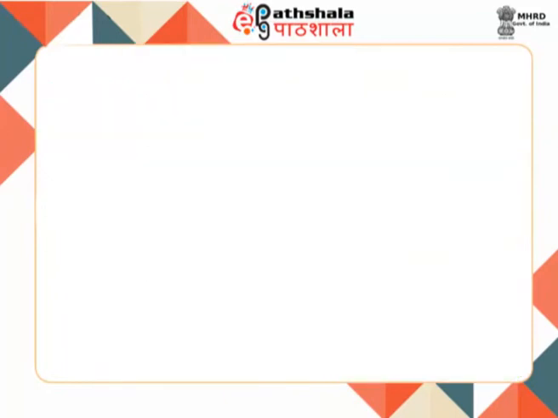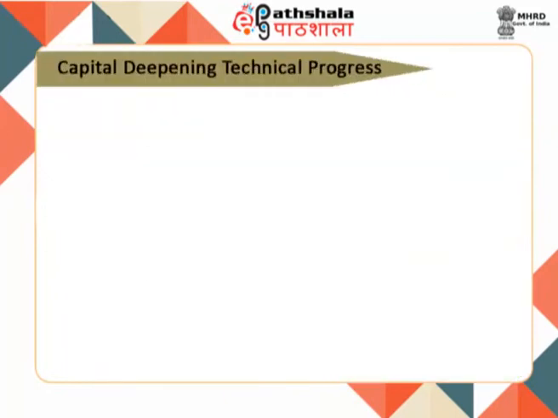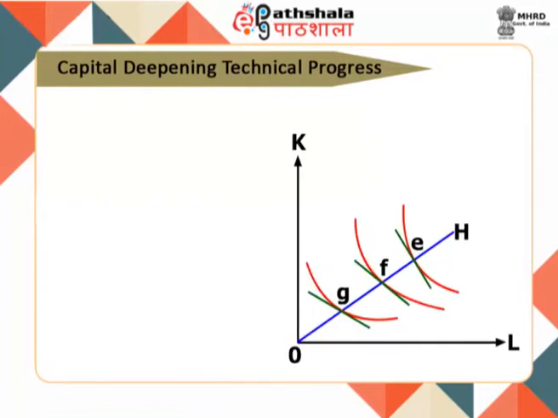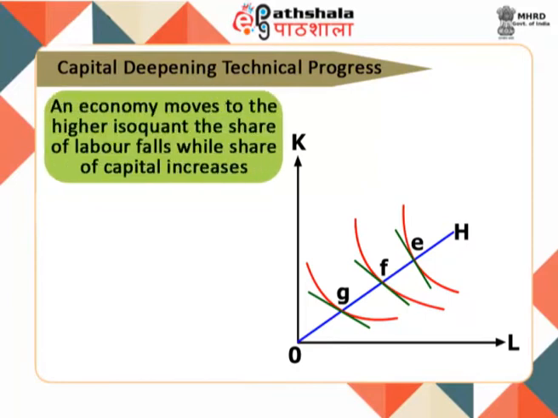Let us now understand the capital deepening technical progress with the help of a diagram. In the x-axis, we have taken units of labor, and in the y-axis, we have taken capital. In the figure, we can see that as an economy moves to the higher isoquant, the share of labor falls while share of capital increases.